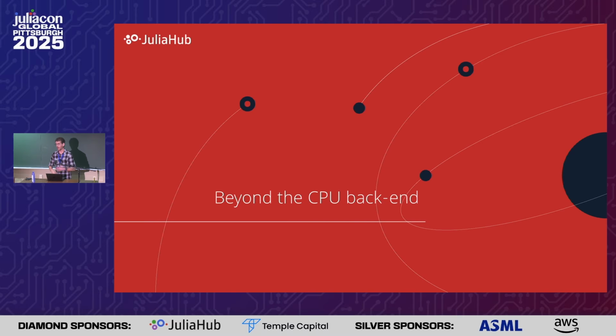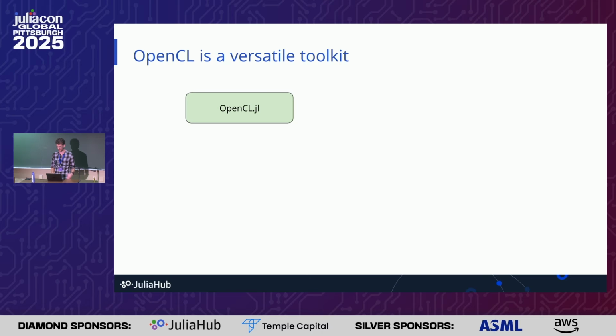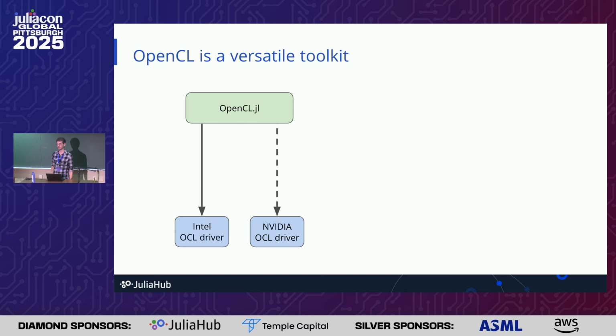So that was how we can use PoCL through OpenCL to enable a CPU backend in kernel abstractions. But OpenCL.jl itself can do quite a bit more for us. So again, the current state of affairs out of the box is that you can use OpenCL.jl to, for example, program your Intel GPU, because the Intel GPU supports SPIR-V.